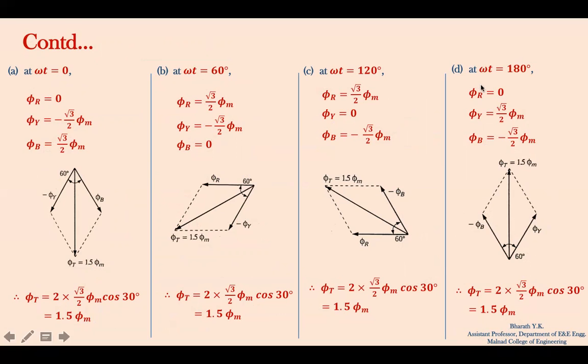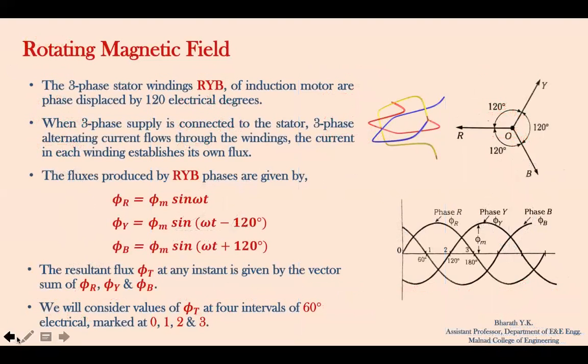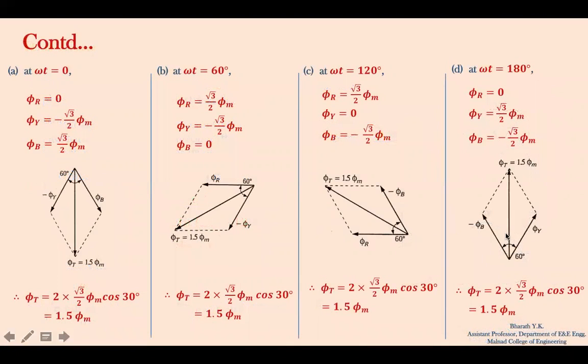In the fourth case, at instant 3, omega t will be equal to 180 degrees. By applying omega t equal to 180 degrees in these three equations, phi r will be equal to 0 again, phi y will be equal to plus root 3 by 2 into phi m, and phi b will be equal to minus root 3 by 2 into phi m. With this, the corresponding vector diagram is drawn, and by applying parallelogram law, the resultant flux obtained is equal to 1.5 phi m.